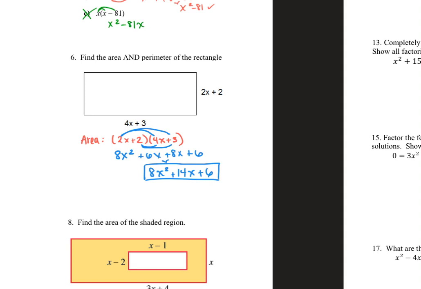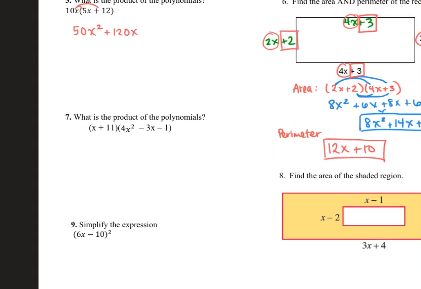To find perimeter, we need to remember that in a rectangle, the opposite sides are equal. So this is 2x plus 2, and this is 4x plus 3. So we're just going to combine like terms. Adding up all the sides, we're going to add together our x terms, 2x, 4x, 2x, and 4x. So 4 plus 4 is 8, plus 2 is 10, plus 2 is 12. So it's going to be 12x, and then we're going to combine our numbers. 2 plus 3 is 5, plus 2 is 7, plus 3 is 10. So 12x plus 10 is going to be my perimeter.